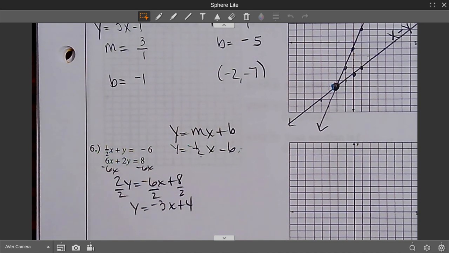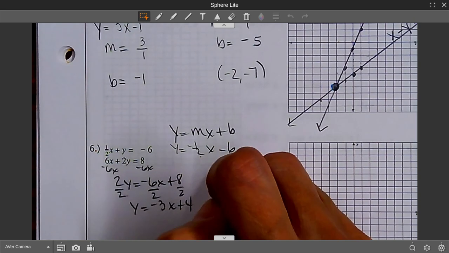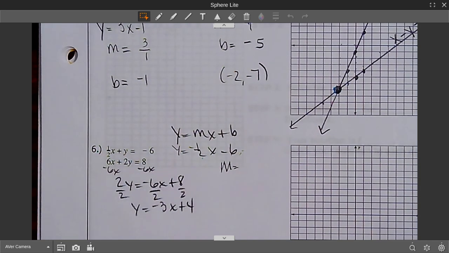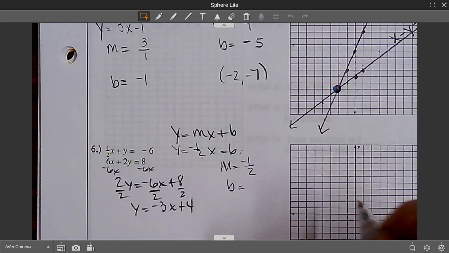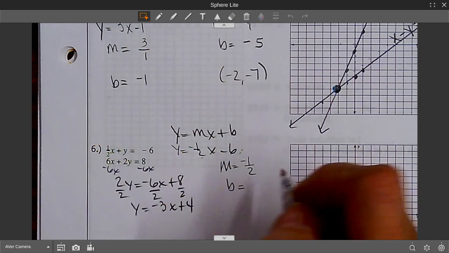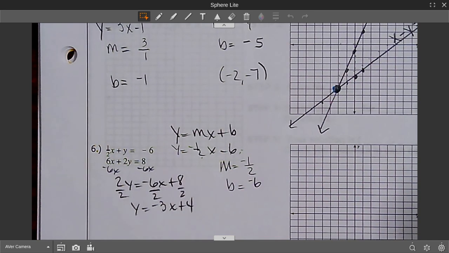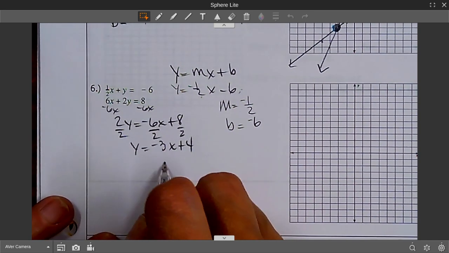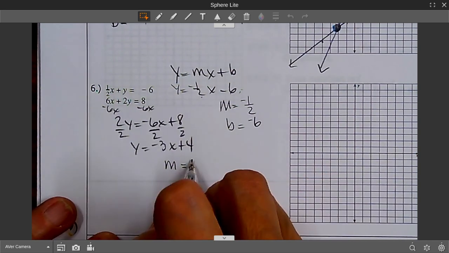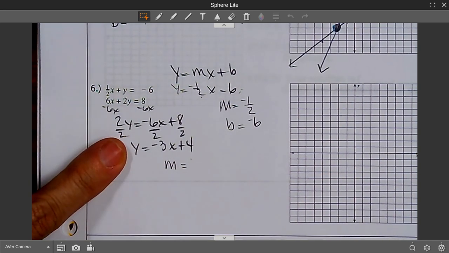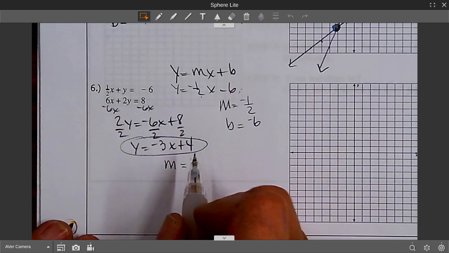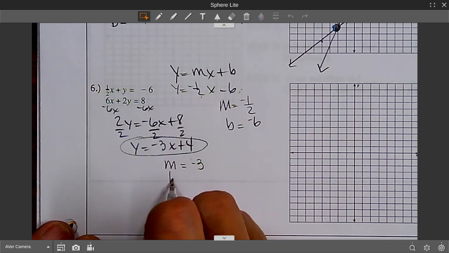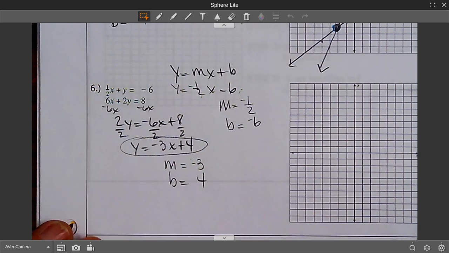So let's do our m's and our b's. What's our m in the first equation? What's our b? 6? -6. Second equation, what's our m? This is our second equation. Right here. What's our m? -3, and our b is 4. Graph them.